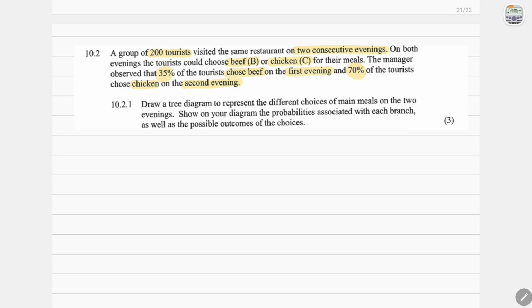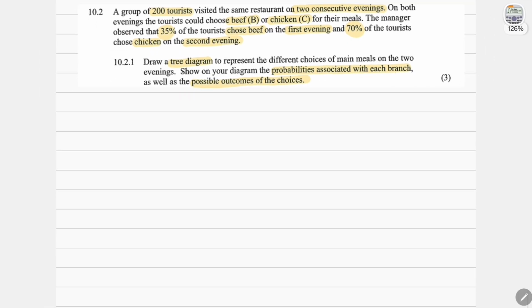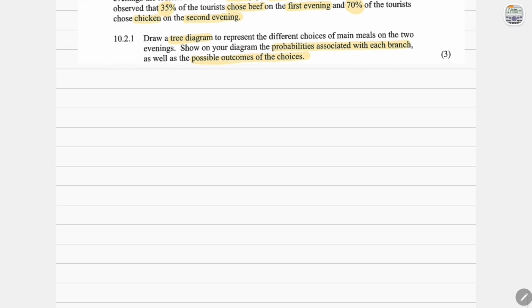And 10.2.1 wants us to draw a tree diagram to represent the different choices of main meals on the 2 evenings. Okay, so show on your diagram the probabilities associated with each branch as well as the possible outcomes of the choices. So draw the entire tree diagram. Okay, so here's what's going on. We have these 200 tourists and they go to a restaurant on 2 evenings. And the first evening they go, so the choices are beef and chicken that they can choose from, okay, for their main meal.